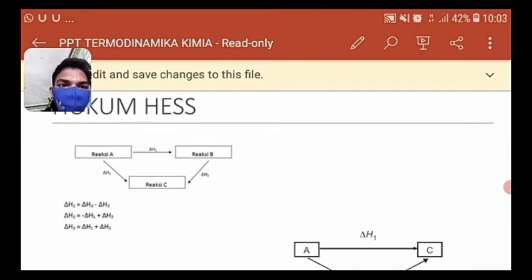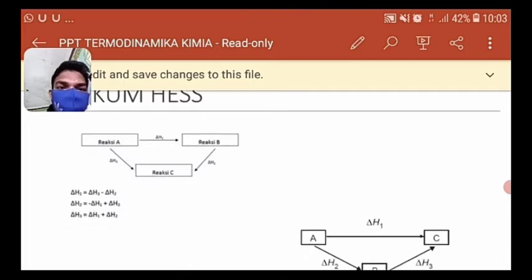Sometimes we call it an exothermic or endothermic process. Minus means an exothermic process, right? Heat spreads to the outside, we call that an exothermic process. But when heat is absorbed from outside into the system, we call that an endothermic process, right?